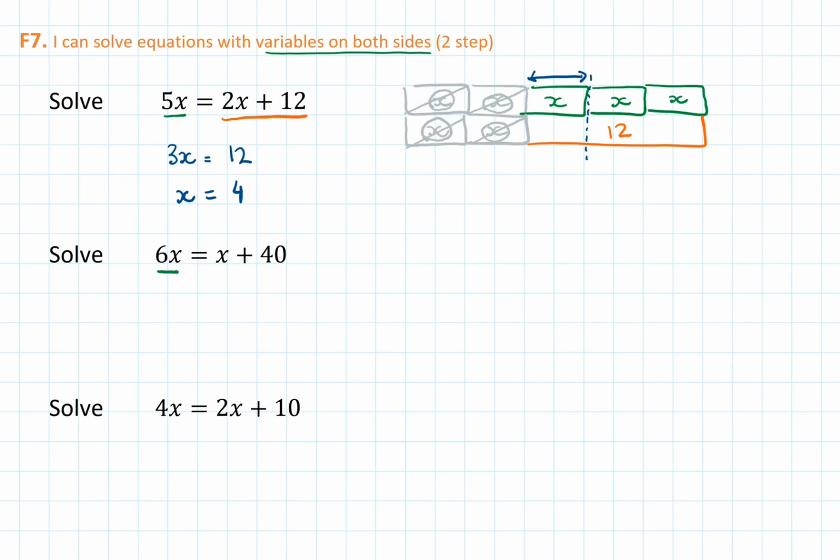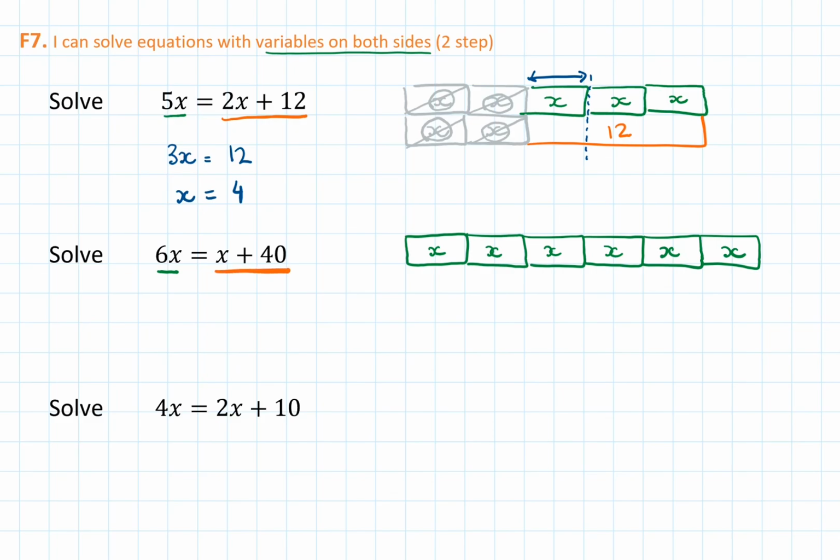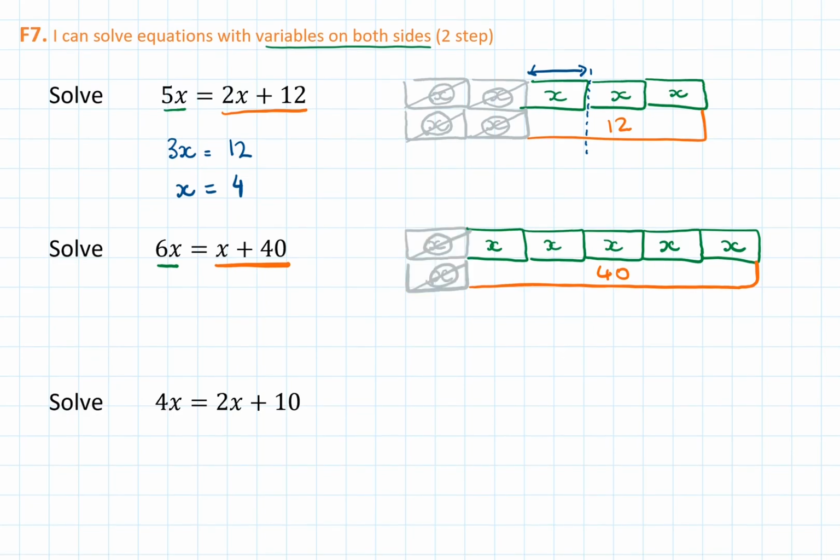Here we have that 6x equals x plus 40. First we'll draw the 6x. This 6x equals x plus 40, which we'll draw at the bottom. The two sides are equal, therefore the bar at the top equals the bar at the bottom in length. We can do what we did before. This x is the same as this x, therefore we can get rid of them. And what we are left with is that 5x equals 40. From here, we can work out the value of 1x by dividing 40 into 5 parts. x equals 8.